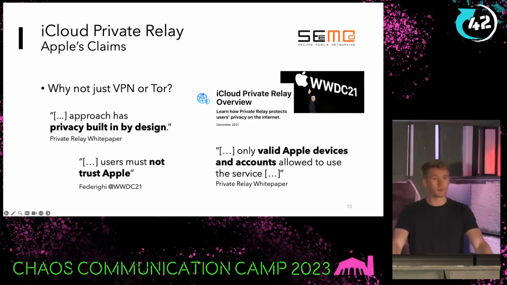So why do we need Private Relay and not just use a normal VPN or Tor? About that, Apple makes several claims in two sources. First in a white paper which they published, and second in multiple talks at WWDC, which is their yearly developer conference. Regarding privacy, they claim that their approach has privacy built in by design, and that users must not trust Apple in order to use their service because their service is so privacy friendly. And also regarding security, that only valid Apple devices and accounts are allowed to use their service. So no Linux device or something like that.